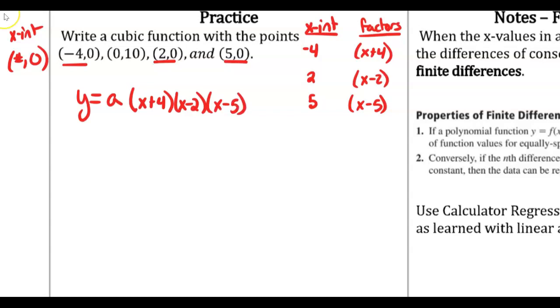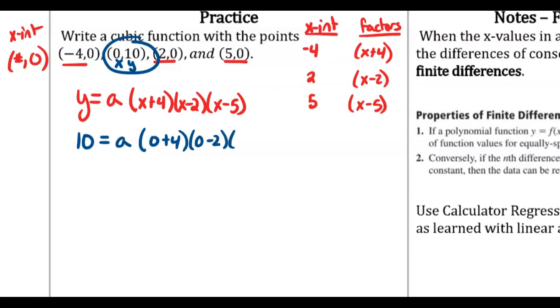In this other point they gave you, in this case, once again, it happens to be a y-intercept. Doesn't matter if it is or not. It's nice when it's a y-intercept because the x value is 0, but it can be any point that's not an x-intercept. So you put the y as 10, you don't know a, and from your point right up here, your x is 0. So you're using 0 for your x value everywhere you see x.